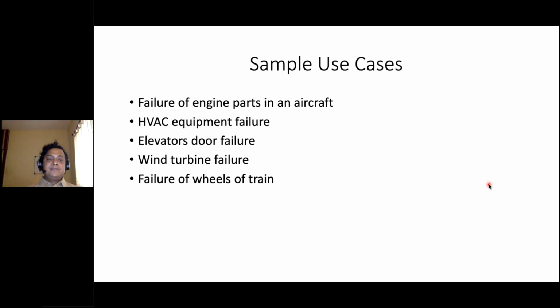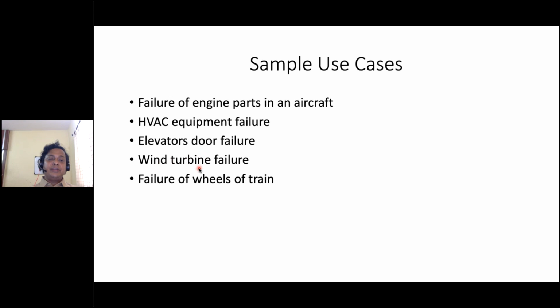Sample use cases, these are very specific, just a few examples. There are thousands of cases where predictive maintenance is being used nowadays, but it gets used in aircraft, HVAC equipment. HVAC is heating, ventilation, air conditioning. Then elevator door failures, say in shopping malls or high-rise buildings. If the elevator door fails, that creates a lot of problems.